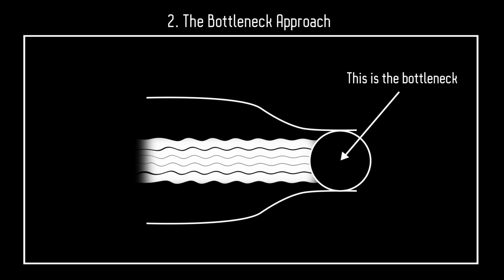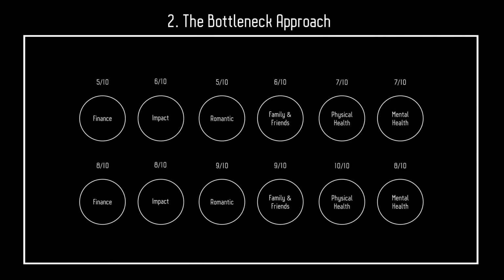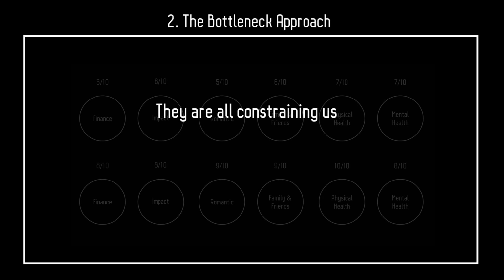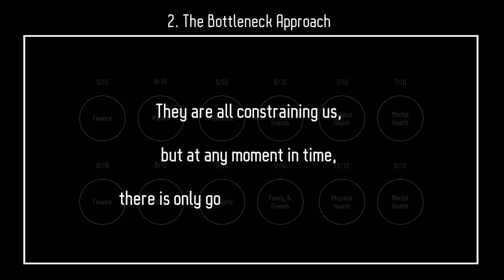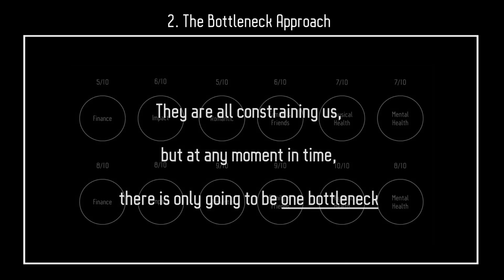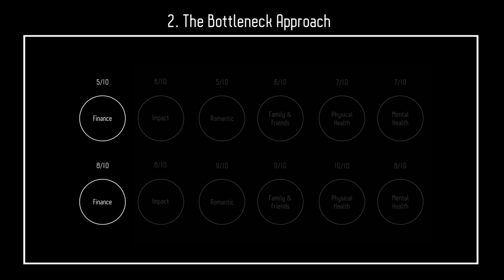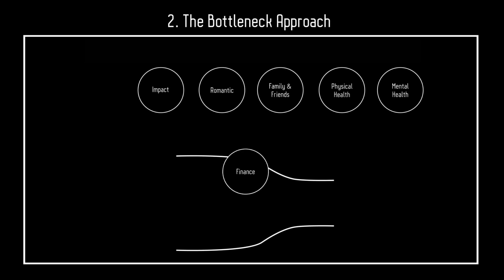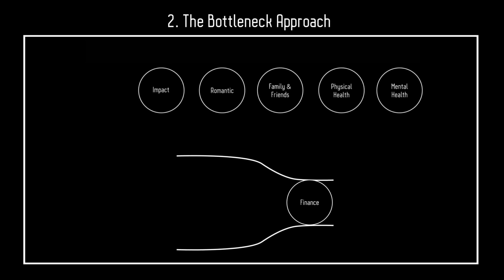To make this more concrete, let's look back at our main areas again. We see that for all our main areas, we are lacking in points. In other words, they are all constraining us from our dream life. But at any moment in time, there's only going to be one bottleneck. Let's say that finance is the bottleneck. If finance is the bottleneck, that means that all the other main areas are not the bottleneck.